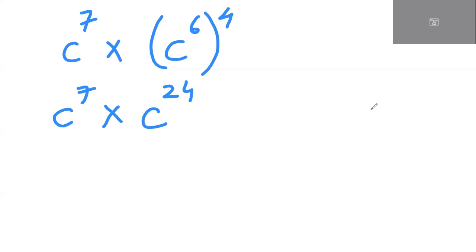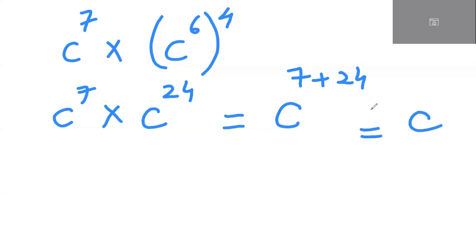Again, the same rule. Whenever bases are same, you have to add the powers. 7 plus 24 will give you the final answer, 31. This is the answer. Let's see the next question now.